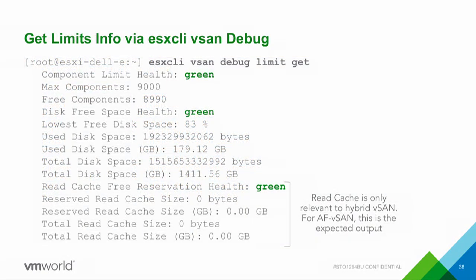But let's have a look at a couple more of those. Typically, to get the limits, before this was available, we would have to go into RVC and run some RVC commands. But now we have these ESX CLI debug options that will give us the limits as well. So you can see we're looking at the number of components per host, disk space that's used, the read cache, that's again only applicable to hybrids. We don't have read cache in all flash configurations. But you can see we can now get this information on a per host basis.